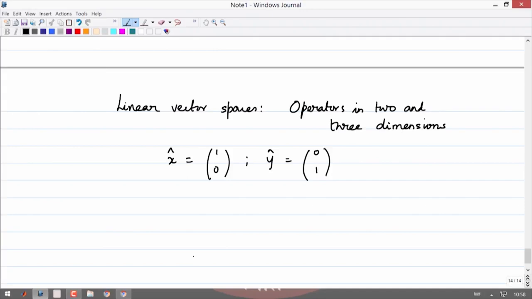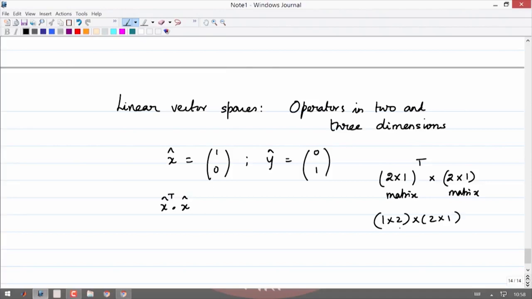Now, what we did so far was to take x dot x, the transpose was on the left side, and therefore you could see that it was a 2 by 1 matrix transpose multiplying a 2 by 1 matrix, so you had 1 by 2 multiplying 2 by 1, and in the matrix of course this gives you the product 1 by 1, which is a scalar. Okay.